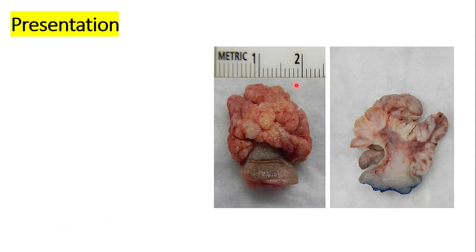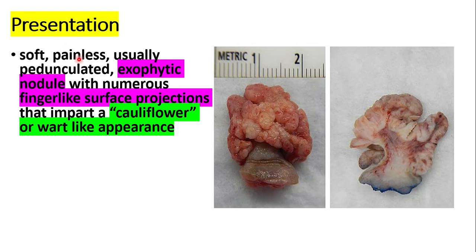more importantly, it is the most common soft tissue mass arising from the soft palate. In its presentation, it presents as a soft, painless, usually pedunculated exophytic nodule with numerous finger-like projections. So what this means is, if this is the epithelium, it tends to grow outwards in an exophytic manner from the surface of the epithelium, to which it is connected by a peduncle or a stalk. So this is why it is a pedunculated exophytic nodule.